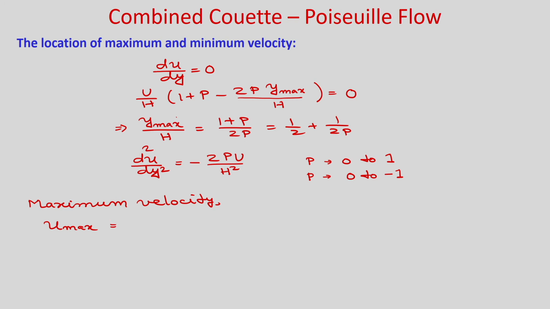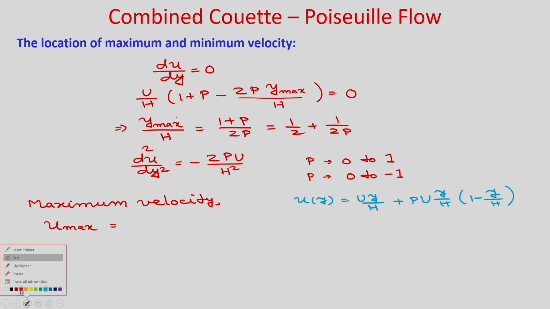What is your velocity profile? So, the velocity profile u you can write as u = U (y/h) + p U (y/h)(1 − y/h). Now, to get the maximum velocity, you can put the value of y_max/h into this velocity profile. If you put it, you can take y/h outside.